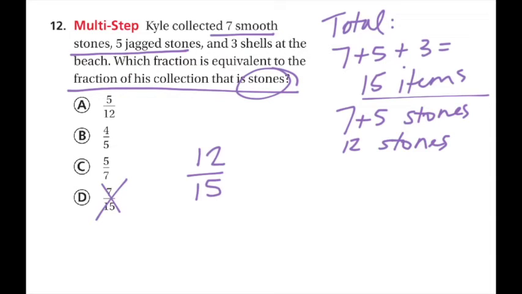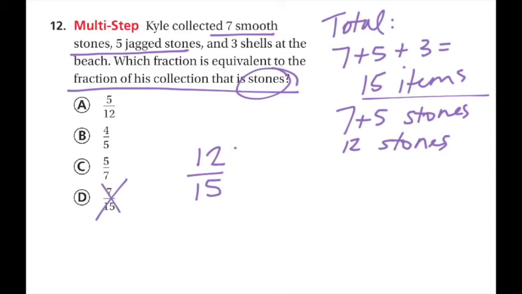Now looking at the rest of the answer choices, it looks like I have a denominator of 7, a denominator of 5, and a denominator of 12. So these are all smaller than what I'm starting with. Now I'm thinking about 12 and 15. And I'm going to need to divide, but what number can I divide both 12 and 15 by? Ooh, I can divide both of those by 3.